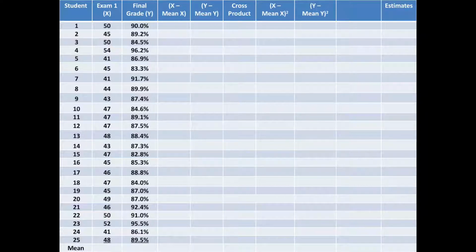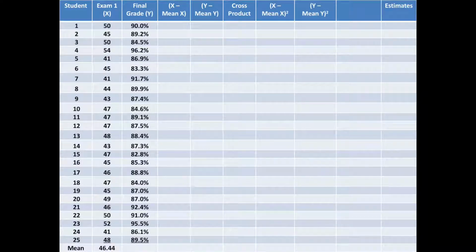Remember, we had the deviation scores, which were like x minus mean x and y minus mean y. We had the cross product, which is simply going to be x minus mean x times y minus mean y, and that's going to give us the cross product. We had our deviation squareds, and then after that, we're going to use each one of these to calculate a few final variables that will help us to build our beta zeros and beta ones.